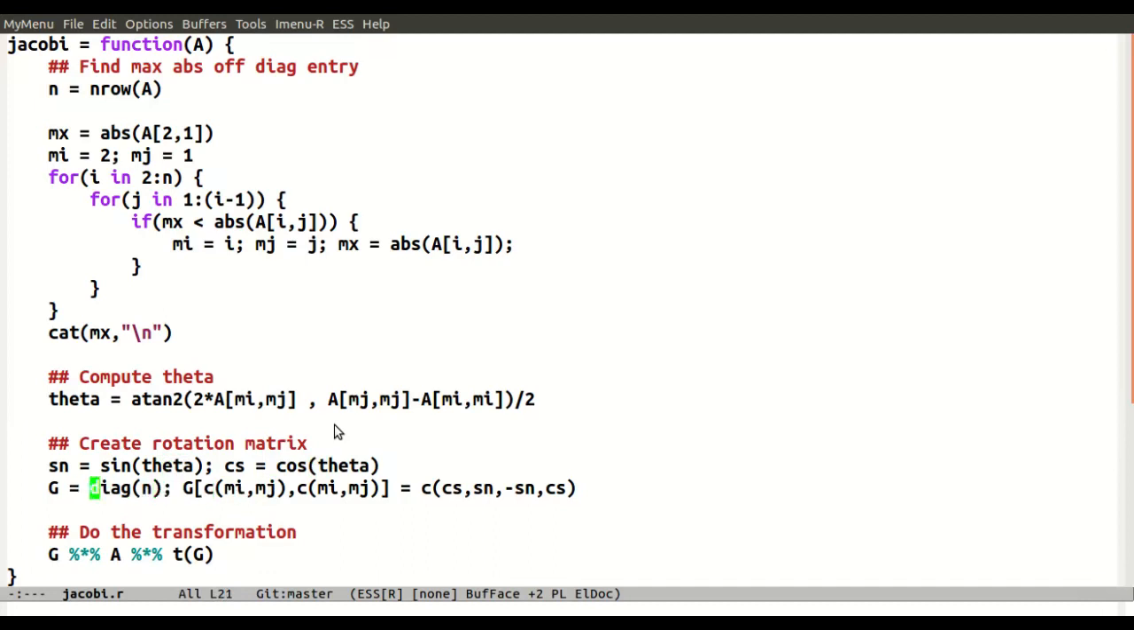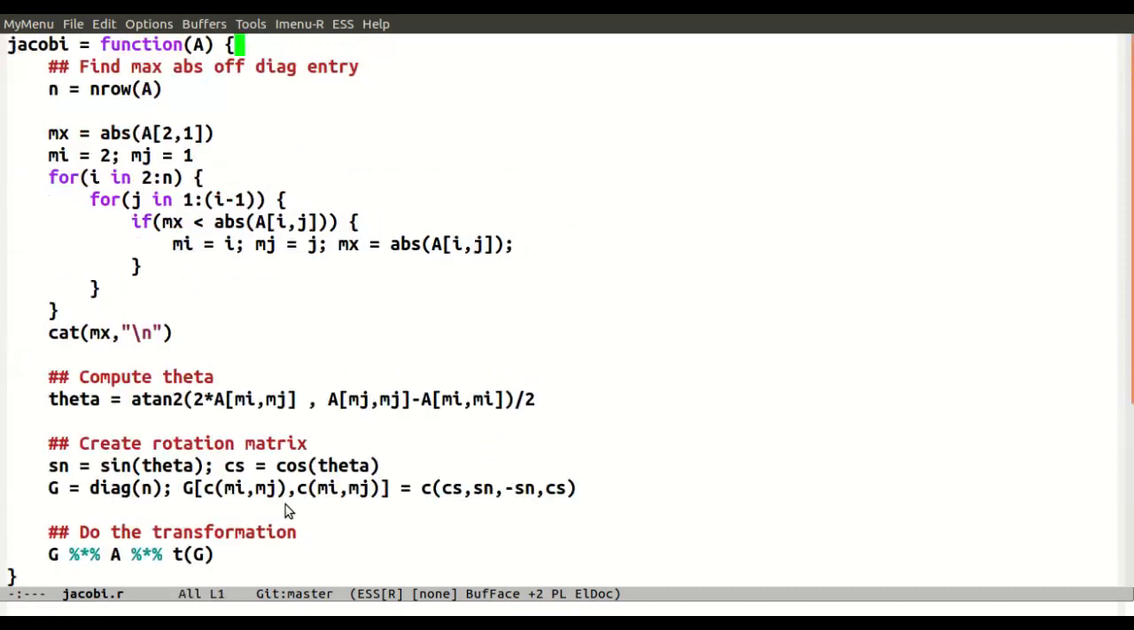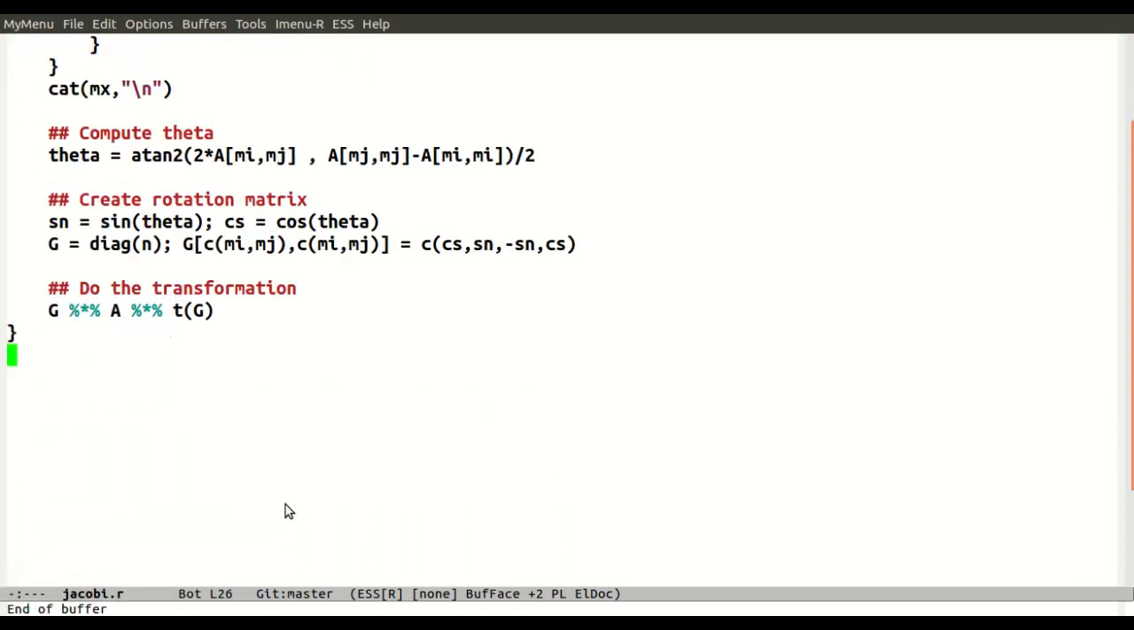diag(n) creates an n by n identity matrix. Then I look at the mi mj cross mi mj 2 by 2 submatrix, and put my Givens matrix there: cos, sine, minus sine, cos. And then finally I do the transformation. That's it. So this is how I write this function. Now let's put it to test.